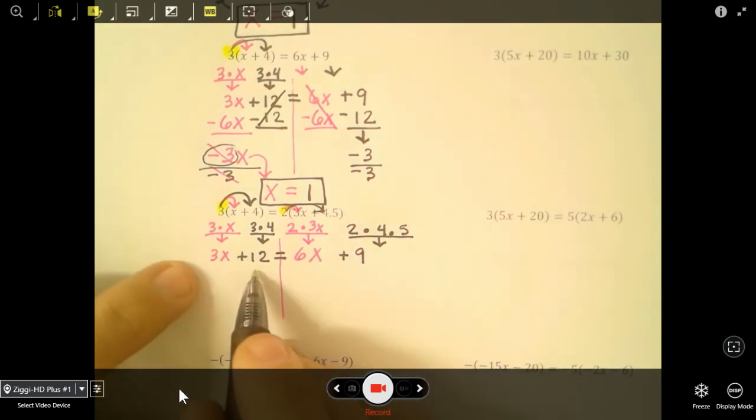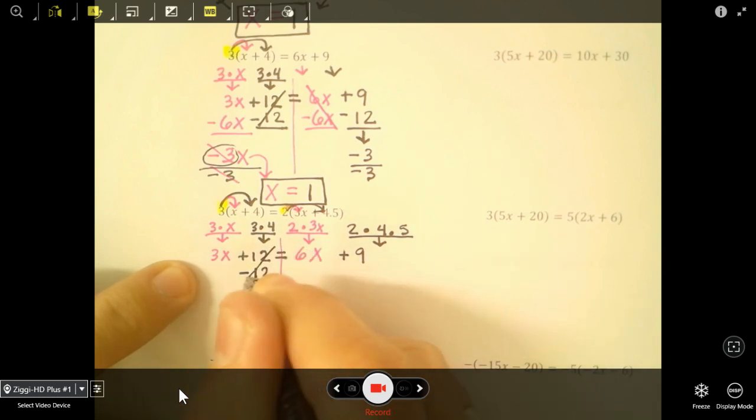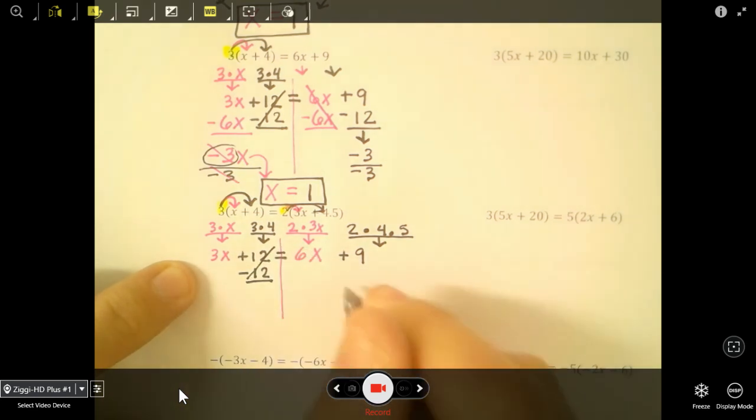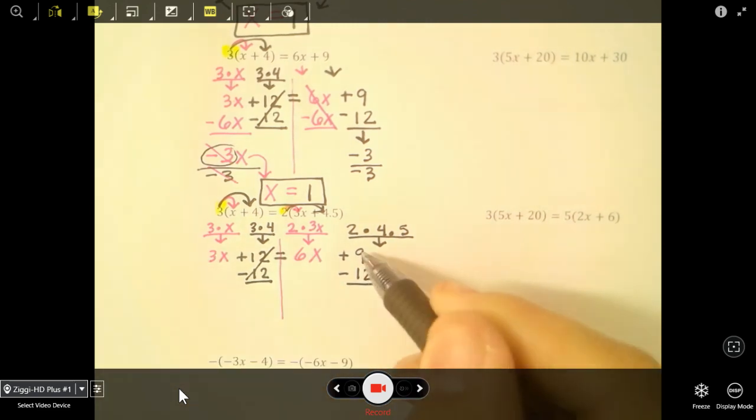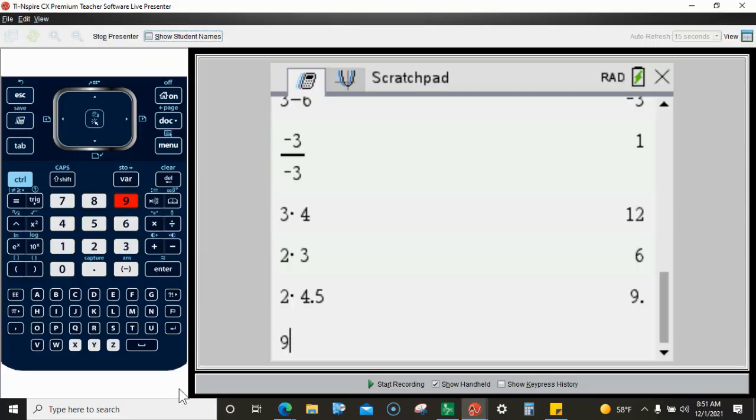So if I want to move this 12 to the right, I'm going to do the opposite of adding 12, which is subtracting. So those cancel out, become a 0 set. I'm also going to subtract 12 from the right. And if you're not sure what that is, we can do 9 minus 12 in our calculator. 9 minus 12, and it gives me negative 3.